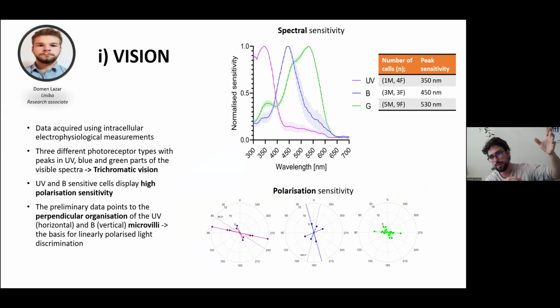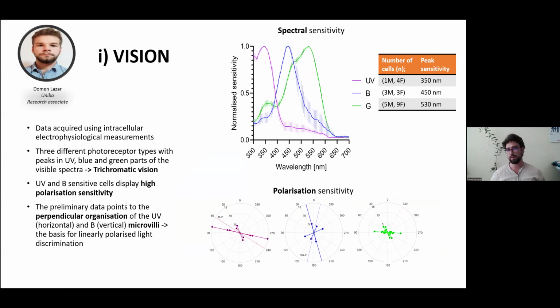From these results, we started two projects. The first focusing on vision and the second focusing on, let's call it, taste: what's inside the xylem that is a feeding repellent or feeding attractant. The first part, vision, is a project carried out by Domen Lazar, a PhD candidate and research associate between the University of Bari and the Gregor Belusic group at the University of Ljubljana.